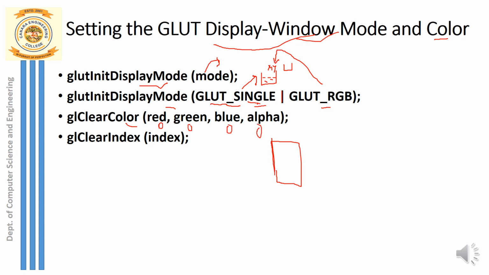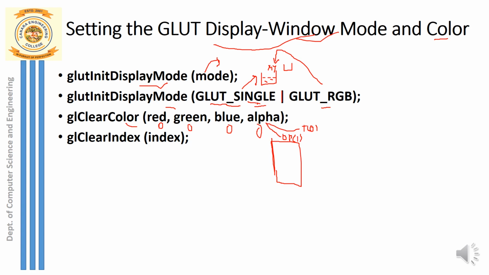So four parameters it takes for clear color. That is red, green, blue, RGB, the three primary colors, and the fourth parameter is alpha, which can take two values, 0 and 1. What is the meaning of that 0 and 1? It indicates transparency and opacity. If I want the display window as a fully transparent window, the value I should set is 0. If I want an opaque window, then the value I can set is 1.